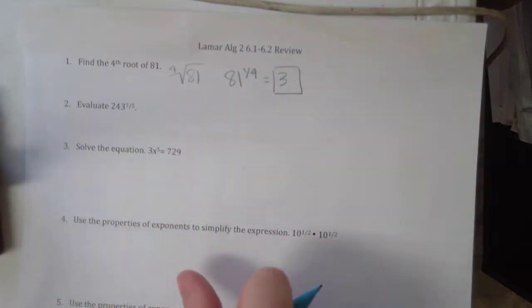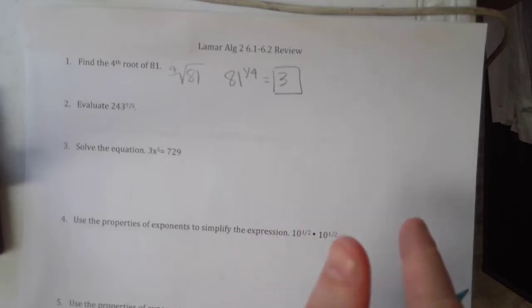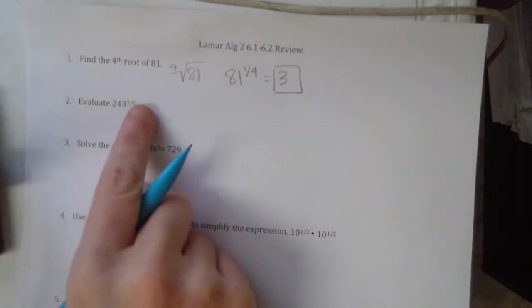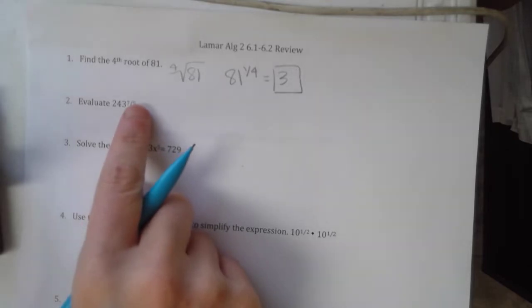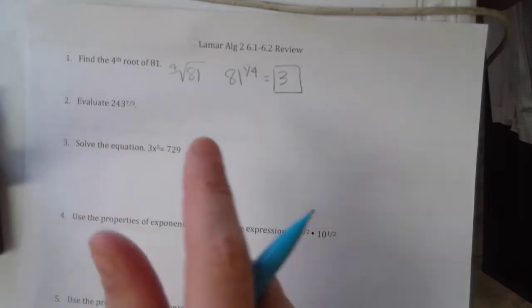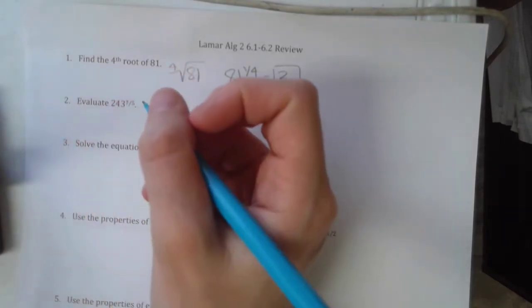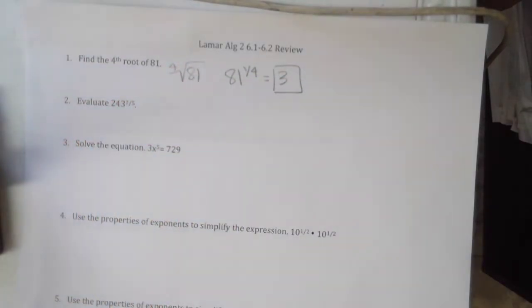Number 2, we're going to raise 243 to the 7/5 power. Since this is larger than 1, you know your answer is going to be larger than 243. It should be. So you can put all of this in your calculator.